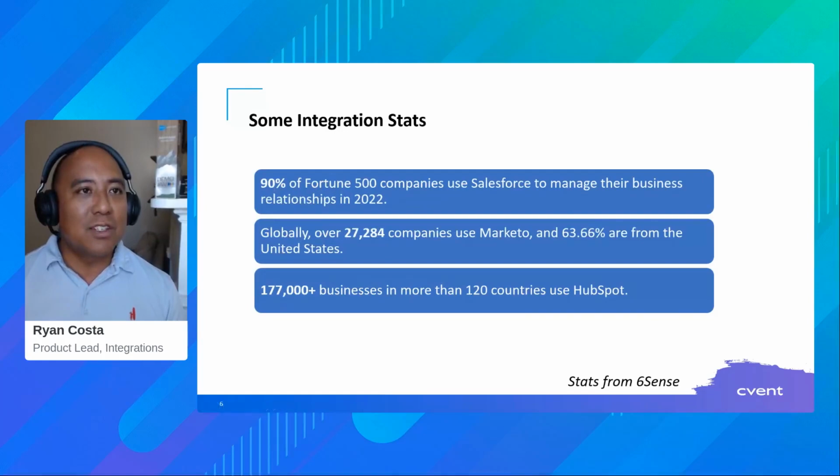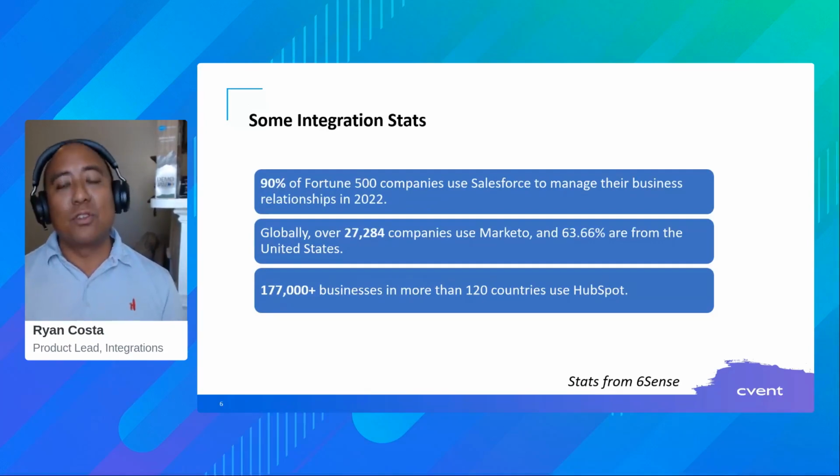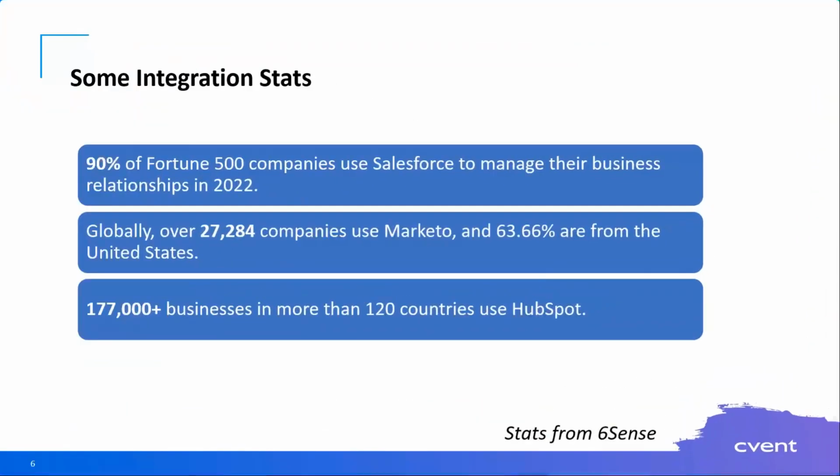There are some integration stats that I wanted to share with you all today. We looked at some of the more popular solutions that we integrate with, but certainly this could be applicable to any integration in terms of the importance. As it relates to these three specific tools, you can see that 90% of these corporate organizations within the Fortune 500 are using Salesforce in some way, the world's largest SaaS platform. So it's no surprise that 90% of them are using it.